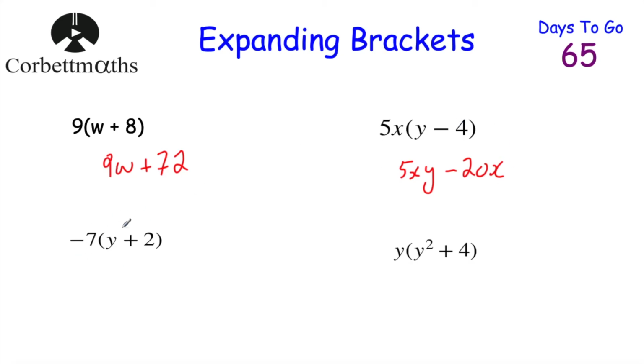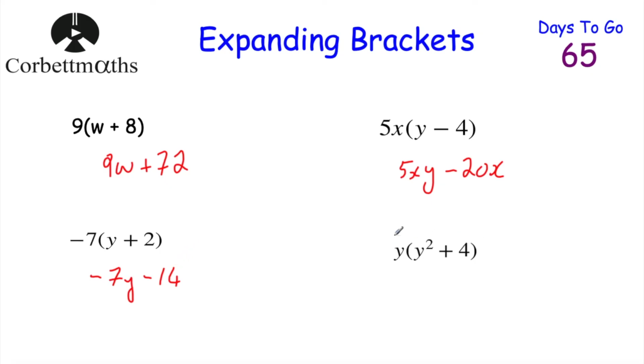Okay, next one. Now this time you're going to need to be a little bit careful, because we've got minus 7 here, so we need to multiply what's in the brackets by minus 7. So minus 7 times y, that's just going to be minus 7y. That's quite straightforward. And then we've got minus 7 times 2. And a negative times a positive is a negative, so it's going to be a negative or minus. And 7 times 2 is 14, so it's going to be minus 14. So if we were asked to expand this, the answer would be minus 7y minus 14. And you just need to be careful, because it's a minus. Minus 7 times y would be minus 7y. And minus 7 times 2 would be minus 14.